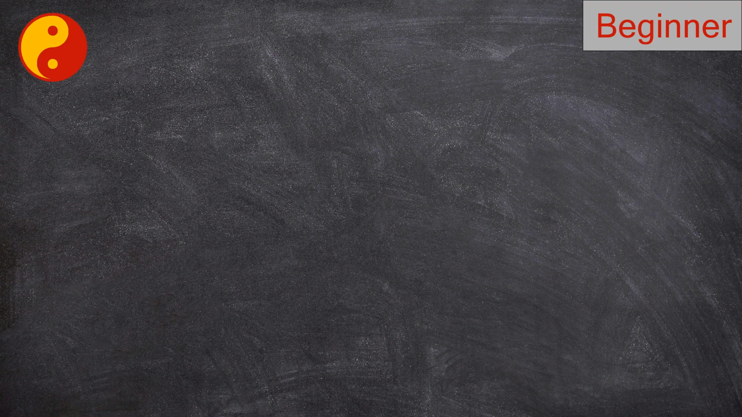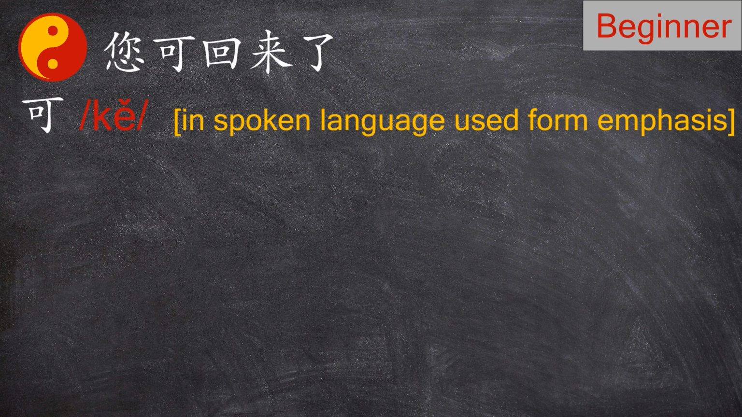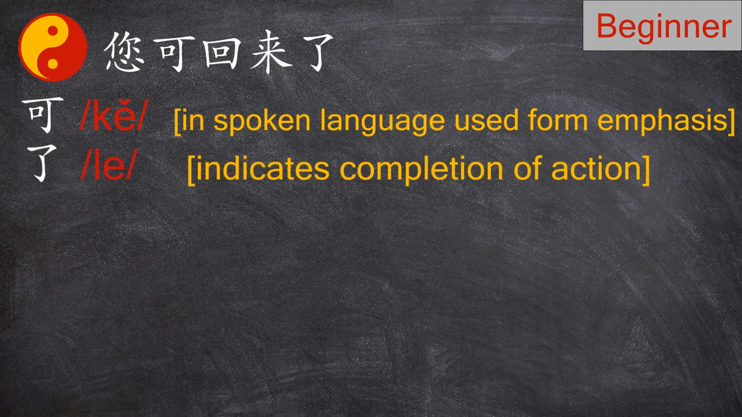In the video, the man says 您可回来了. 可 in spoken language is used for emphasis. 了 indicates completion of action. In this example, action is coming back. Normally, we can translate such sentences in the past tense. So, 您可回来了 means you came back.